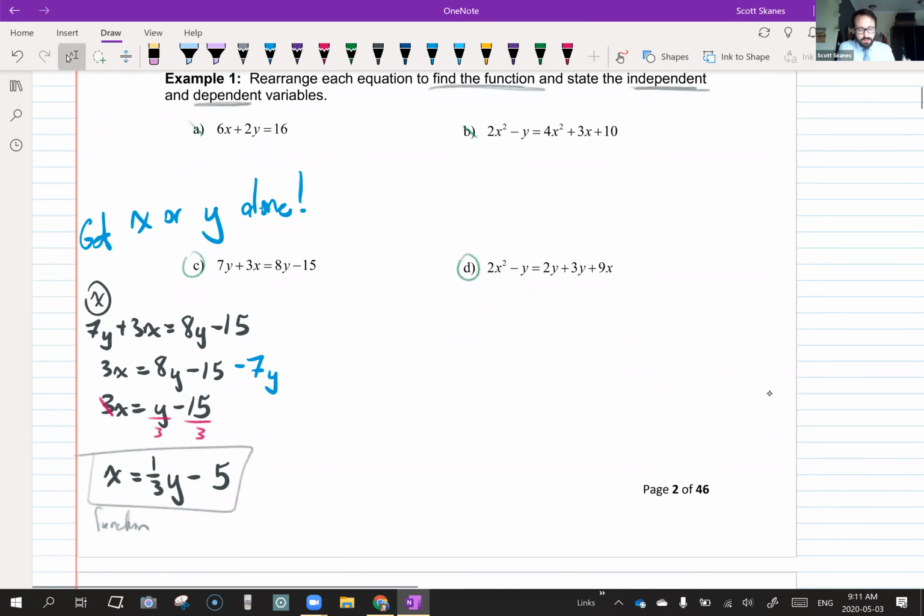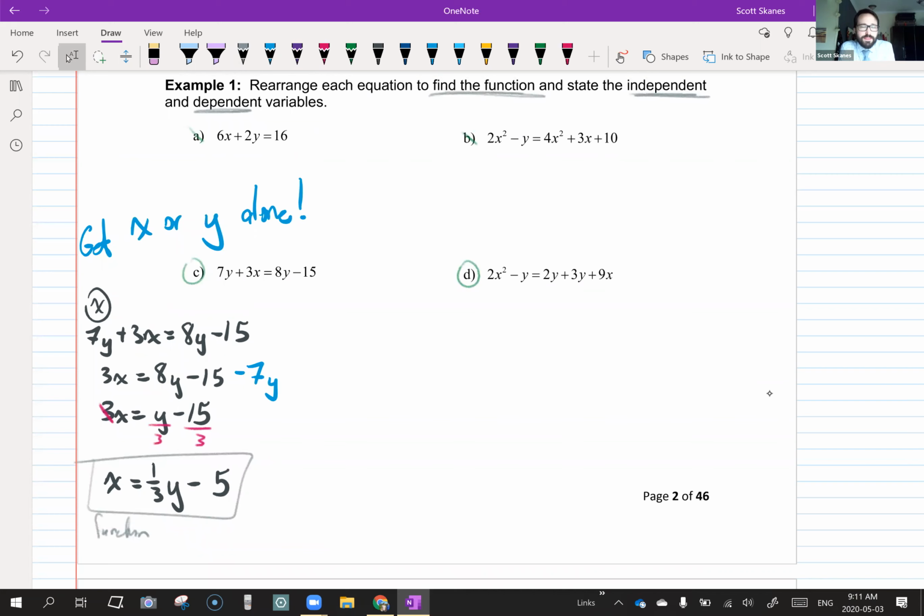But I also need to state the independent and dependent variables. Now, be very careful. It is not always x and y, and there's not some way of memorizing that. You need to look. Which function is alone? Whichever one is alone will be the dependent, because it depends, it is the output. It depends on what the input is.